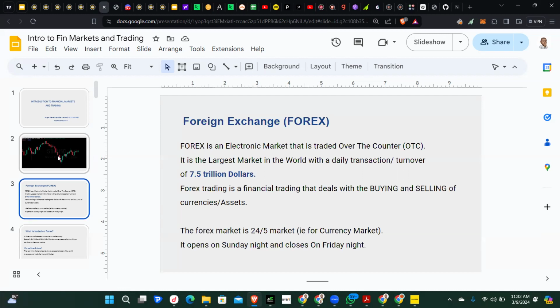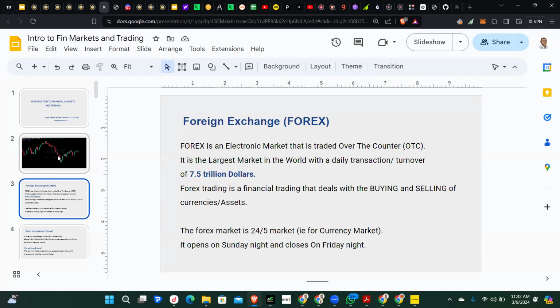But when it comes to Forex, it is an exchange over the counter, what we call OTC. So it's traded electronically, unlike the way you do it traditionally, instead of looking for someone that buys or sells, you give the money, exchange the good. But in Forex it is OTC, so over the counter trade. Forex is the largest market in the world, and as of today, it has a daily turnover, or transaction, of $7.5 trillion. So every day, there are $7.5 trillion exchanged in the Forex market.